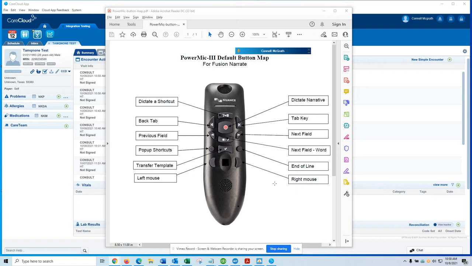This is the microphone I'm using today, and as you see, I've customized the buttons to do exactly what I want them to do. And these buttons can be customized in Fusion Narrate. This is the Nuance PowerMic. You can also use a Philips speech mic or other preferred devices.